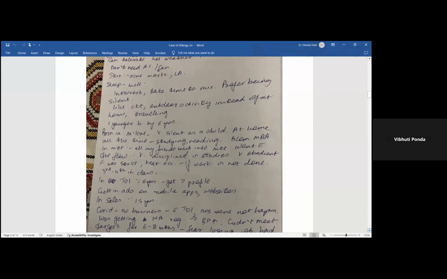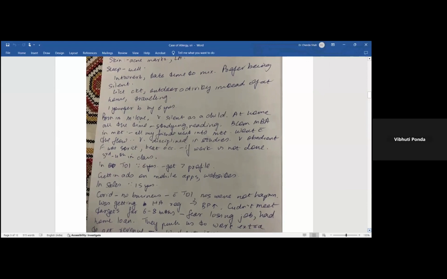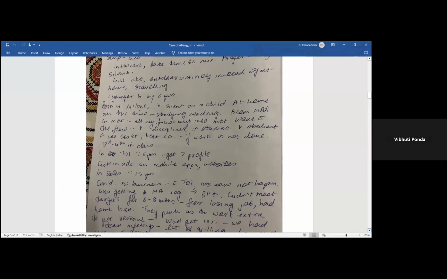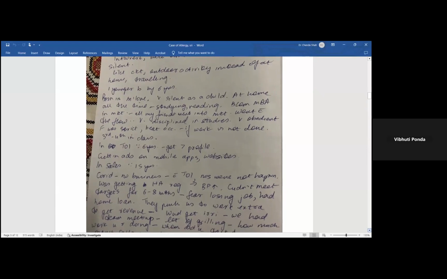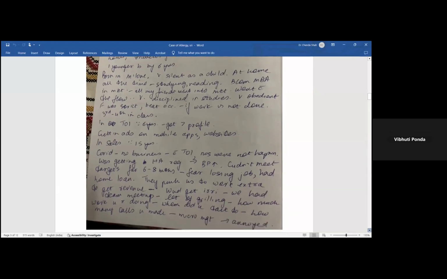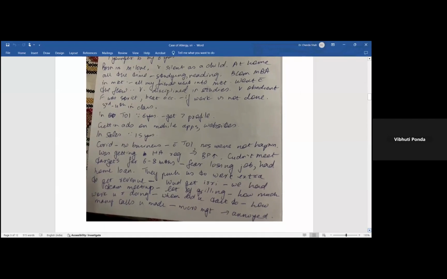He sleeps well. His nature, he's an introvert. He takes time to mix. He prefers being silent. He likes playing cricket and outdoor activities. And he also likes traveling. He has a younger brother by 6 years. He was born in Mangalore. He was very silent as a child. He used to be at home all the time, studying and reading.